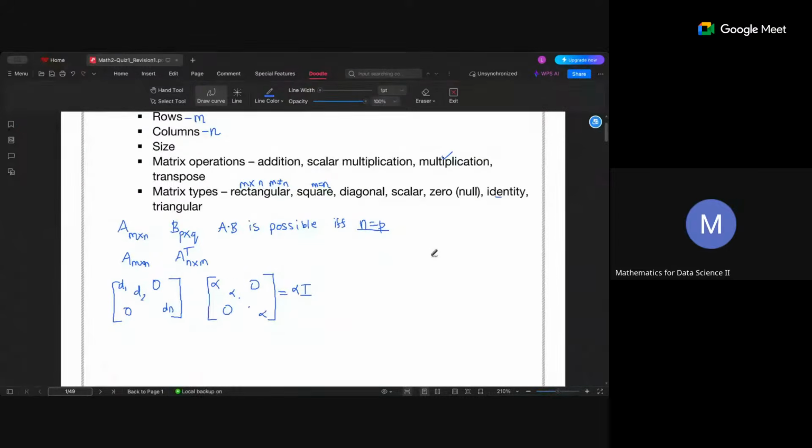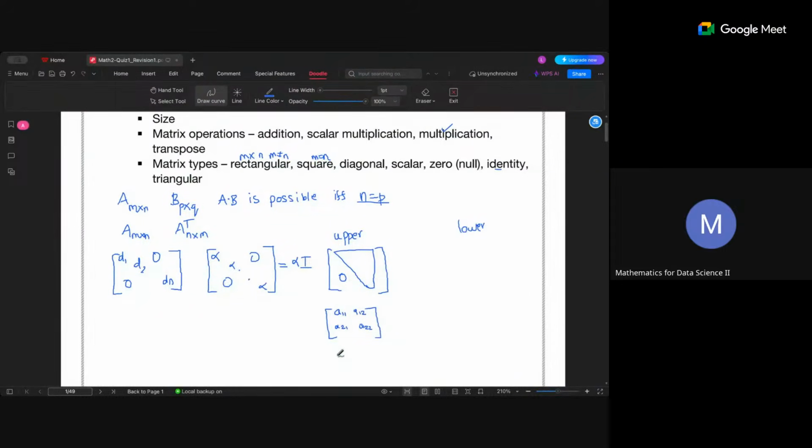And in triangular matrix, what are the two types of triangular matrix we are having? Upper and lower, right? So for upper triangular matrix, you need all the entries below the diagonal to be 0, right? So for example, if you have A11, A12, A21, A22, right? So if it is an upper triangular matrix, which entry should be 0? A21 should be 0.